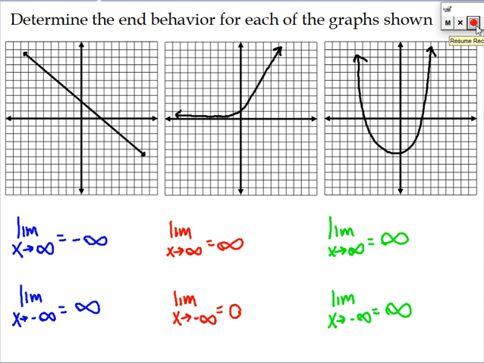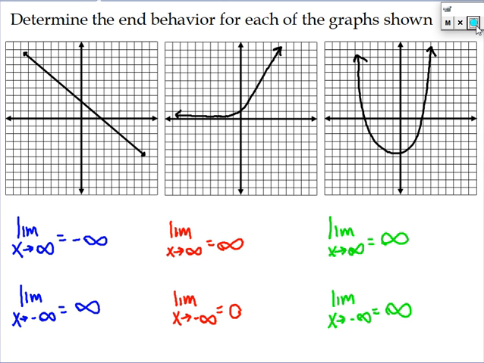Okay, so here are your answers. The first one's just a line. So as the graph's going to the right, it's going towards negative infinity. As the graph goes to the left, it goes towards positive infinity. My second one looks kind of like an exponential graph. As it goes to the right, it's going to positive infinity, and to the left is 0. And then the last one there, just your basic parabola, they're both going towards positive infinity.